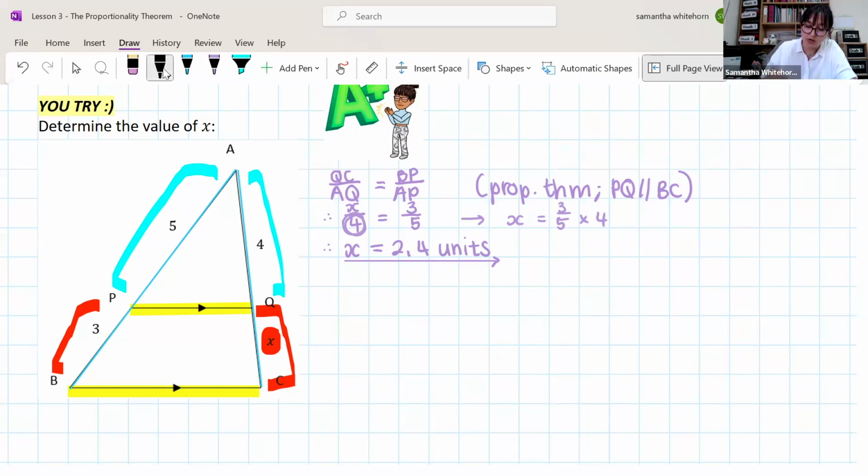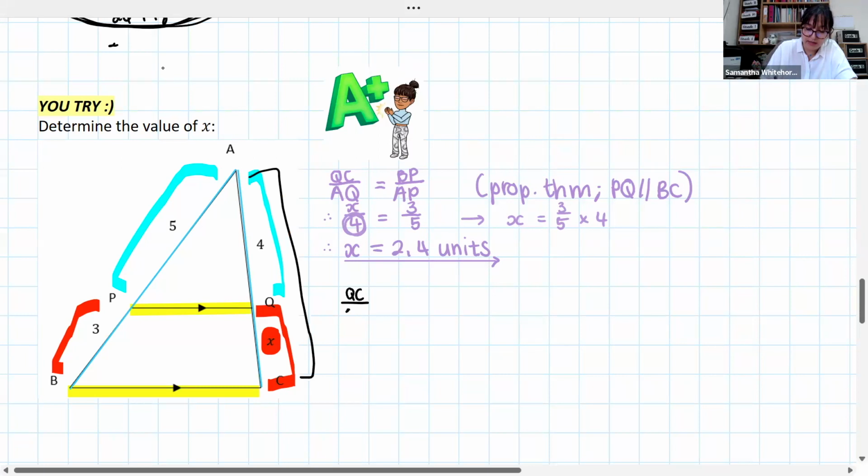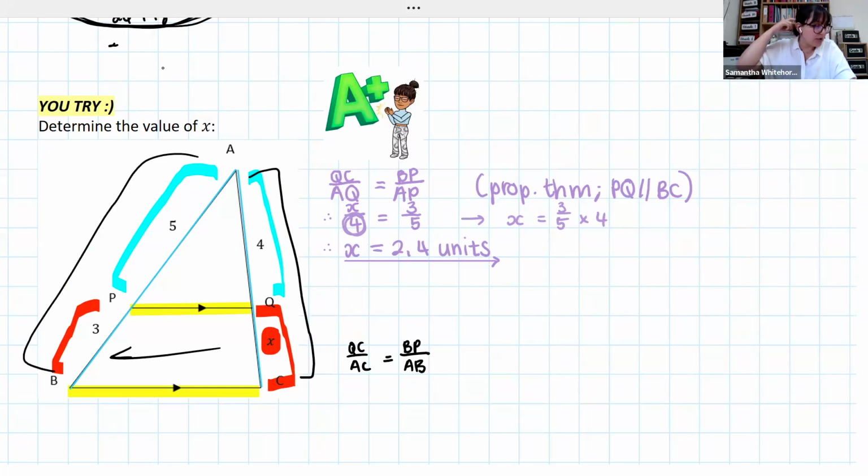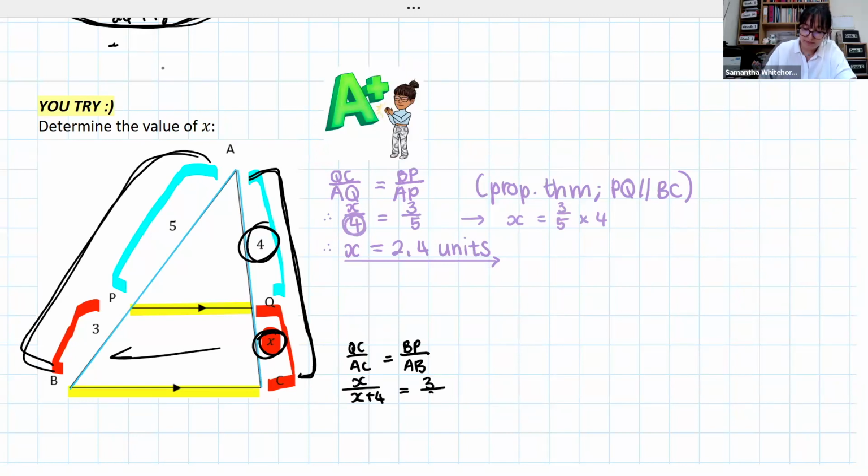Okay, now just for argument's sake, if you had said QC over the whole length AC, that would correspond with QC, which is still PB or BP, over the whole length AB. Now, what you need to remember is that for AC, the whole length is 4 plus X. So this would now become X over X plus 4 is equal to PB, which is 3, over AP, which is 8. There is nothing wrong with that.